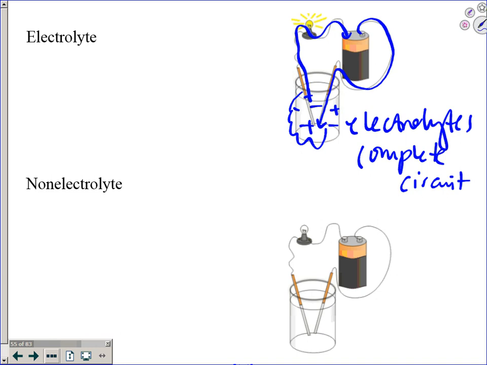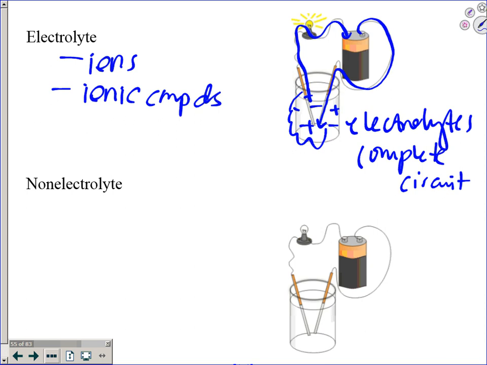Right. So what types of things are strong electrolytes? What types of compounds? Ions, okay, or ionic compounds. What kind of compounds do we say act ionically because we still crisscross their charges?